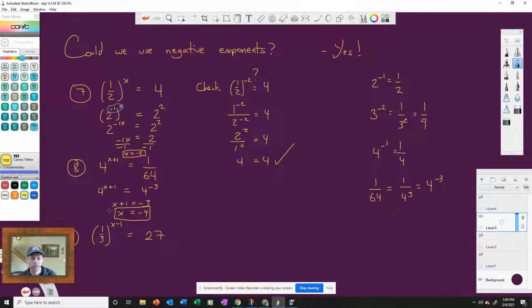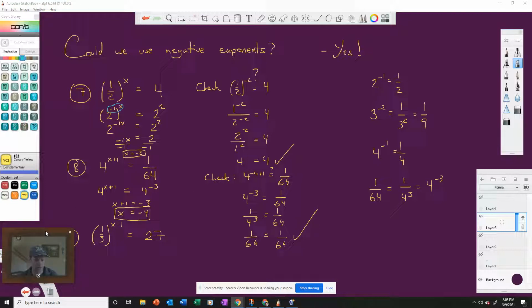Okay. And we could check this one easily in our heads, actually. Let's go ahead and write it out. Plug in a negative 4 here. So 4 to the negative 4 plus 1 equals 1/64. Now, negative 4 plus 1 is negative 3. Is it true that 4 to the negative 3 equals 1/64? Well, yeah, we already talked about this one. So it checks out. All right, good.